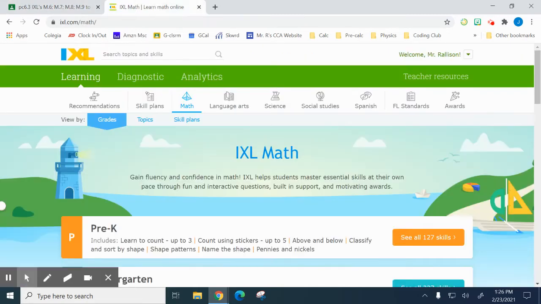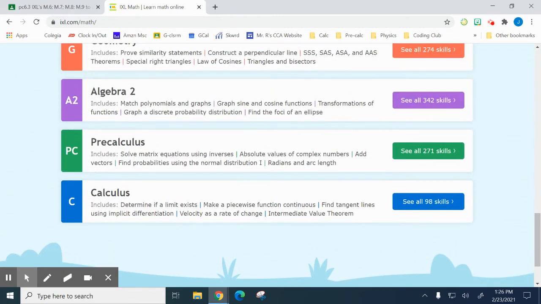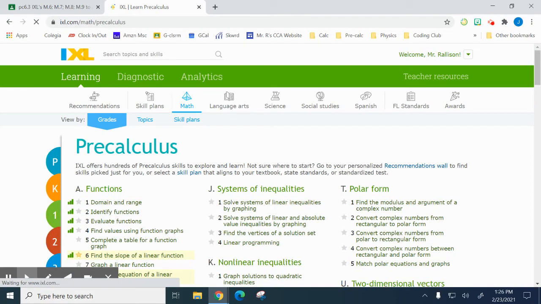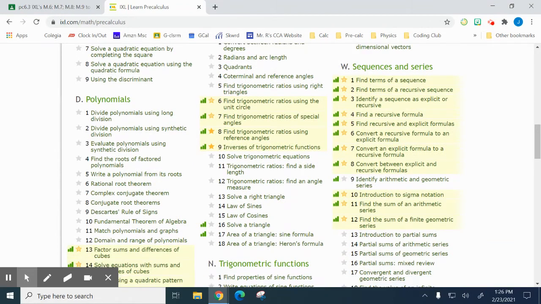So here we go. All right, so M.6, 7, 8, and 9. All right, so we've got to go get M, which is going to be, we're going into pre-calculus. And then we're going to go to M. There's M, 6, 7, 8, and 9. Oh, more trigonometric ratios using the unit circle.